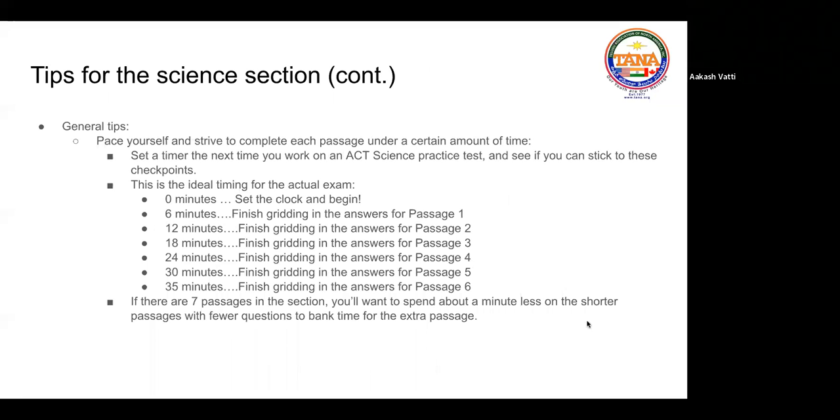And above all, pace yourself and strive to complete each passage under a certain amount of time. So next time you take an ACT science practice test, set a timer and see if you can stick to these checkpoints.